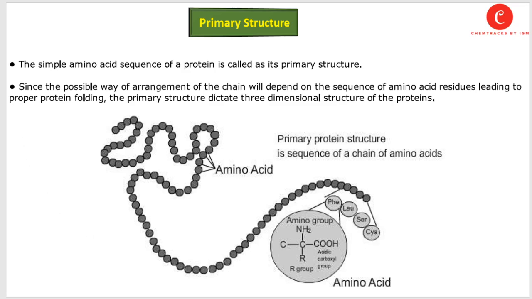Since the possible way of arrangement of the chain will depend on the sequence of amino acid residues leading to the proper protein folding, the primary structure dictates the three-dimensional structure of protein. Although it is a linear sequence, a simple amino acid chain sequence, it forms the three-dimensional structure of protein.